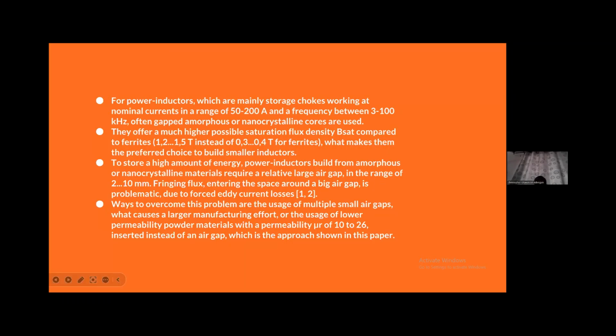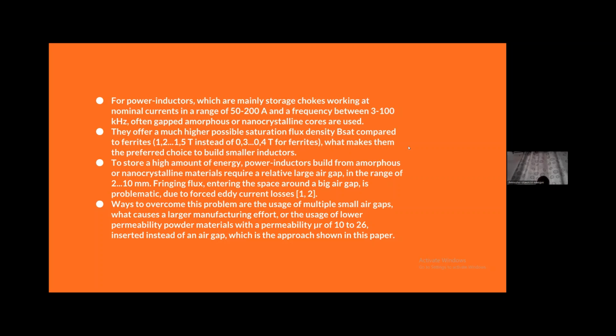So for power inductors, which are mainly storage chokes working at nominal current in a range of 50 to 200 amperes, and the frequency between 3 to 100 kilohertz, often gapped amorphous or nanocrystalline cores are used. So they offer a much higher possible saturation flux density, known as BSAT, compared to ferrites, right? So what also makes them the preferred choice to build smaller inductors is because they offer a much higher possible saturation flux density.